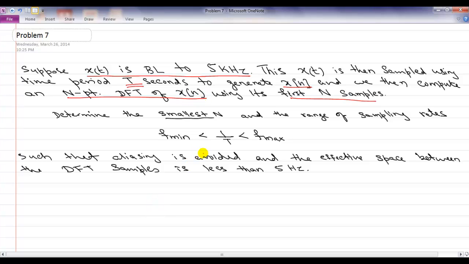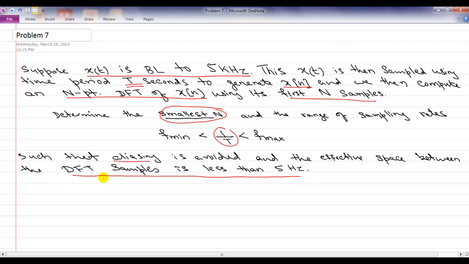So what is the challenge that is given to us? That we need to find the smallest n that we need to use and the range of frequencies that we need to use so that aliasing is avoided. So if it was just that aliasing is avoided, the answer is simple. But we also want to make sure that the DFT samples are giving us information about continuous time frequencies which are no more than 5 hertz apart. Okay?